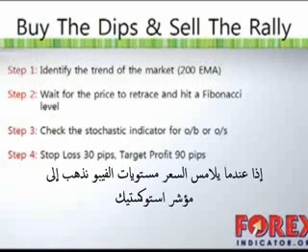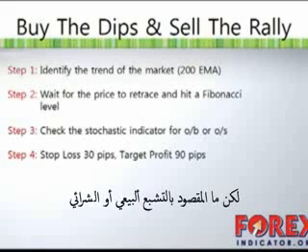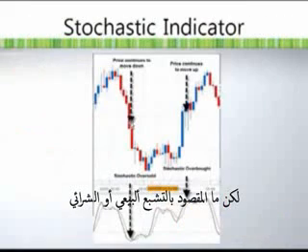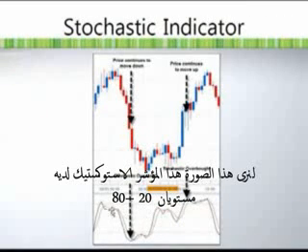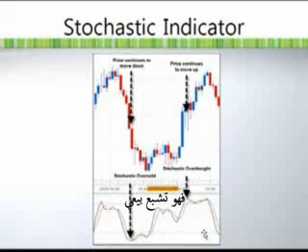Once the price hits the Fibonacci level, what you do is go to the stochastic indicator to check whether it is overbought or oversold. So what do I mean by overbought or oversold? Let's take a look here. You can see the stochastic indicator comes with a 20 and 80 line. The 20 level means that anything lower than that is a sign of oversold.